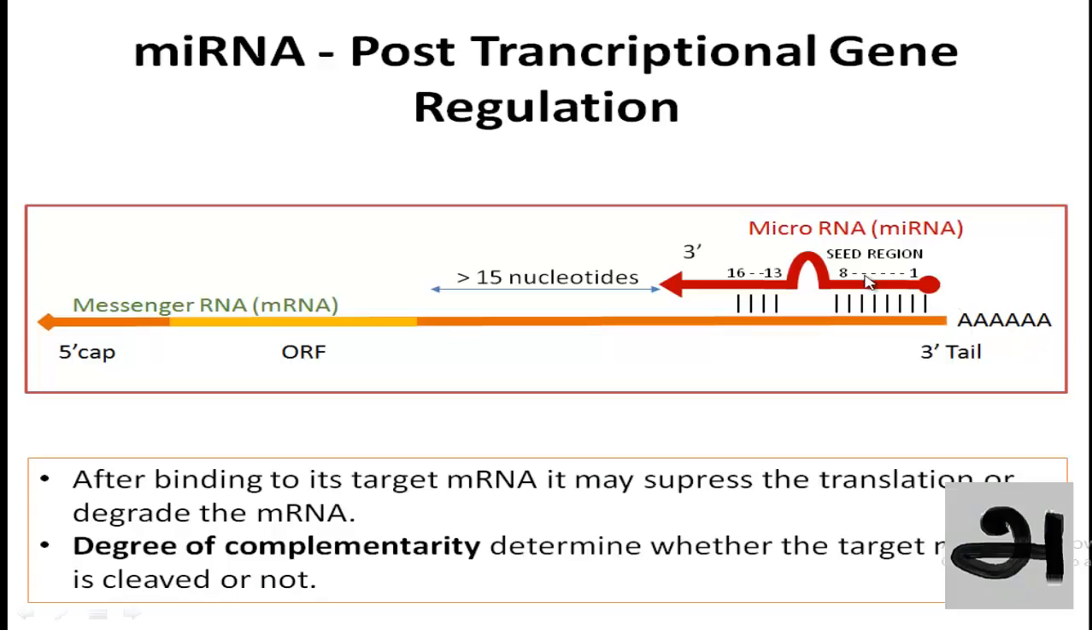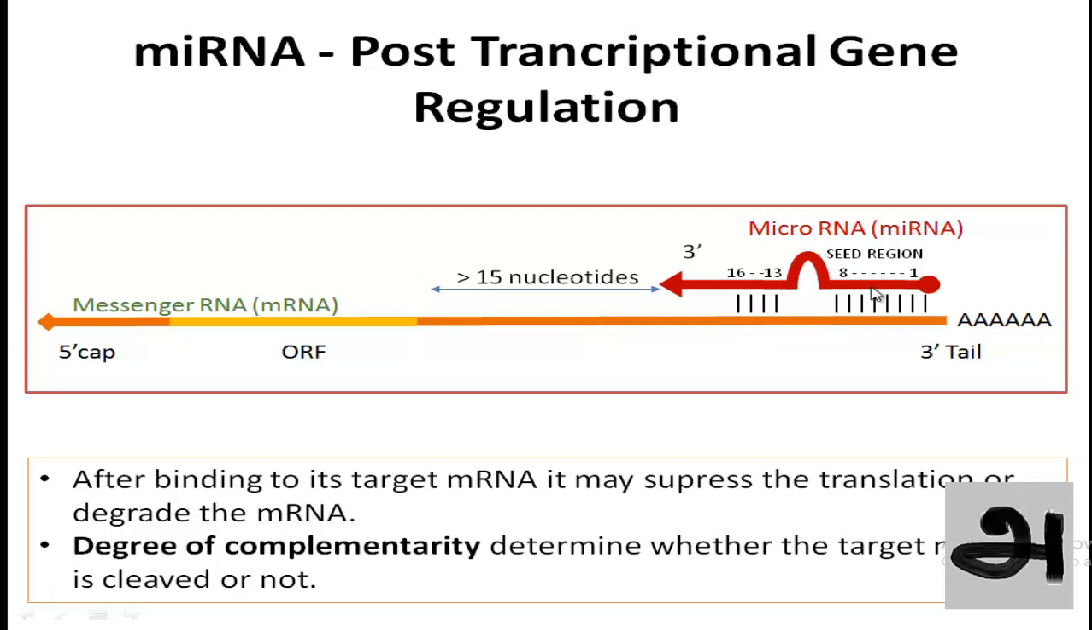The red one is microRNA and the below one is messenger RNA. So this is the typical structure of messenger RNA: 5' cap, 5' UTR, ORF, the protein coding part, and the 3' UTR. The microRNA comes and binds the complementary region in the 3' UTR of a particular messenger RNA. If both microRNA and messenger RNA are there in the cytoplasm, this microRNA will go and bind to the 3' UTR and it blocks the translation.